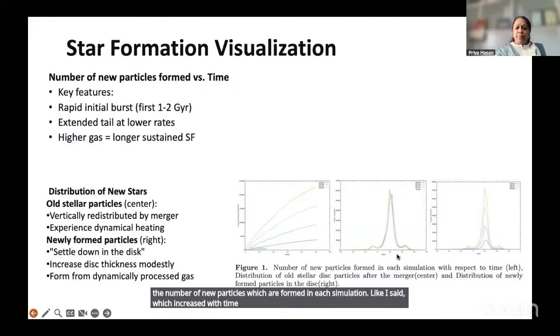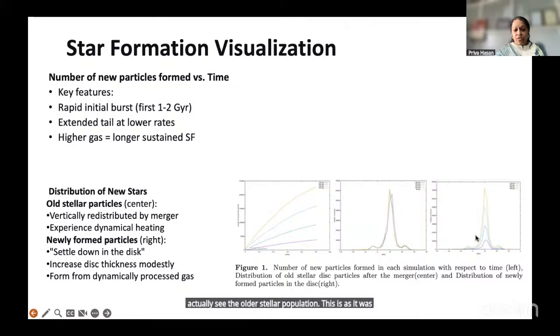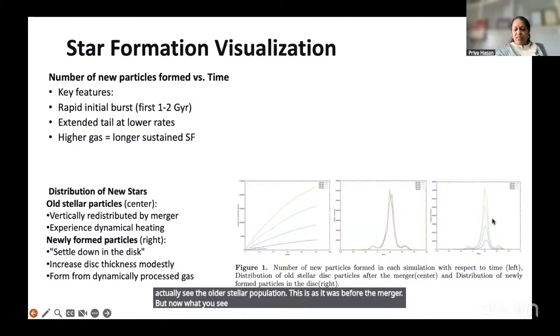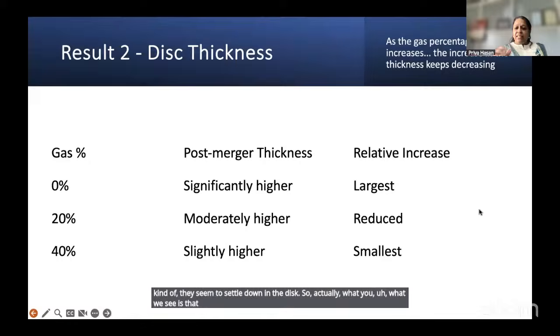And what you can typically see in this one, the central graph, is the older stellar population. This is as it was before the merger. But now, after the merger takes place, you can see that the stars seem to settle down in the disk. So what we see is that there is an increase, obviously, in the disk thickness, right?